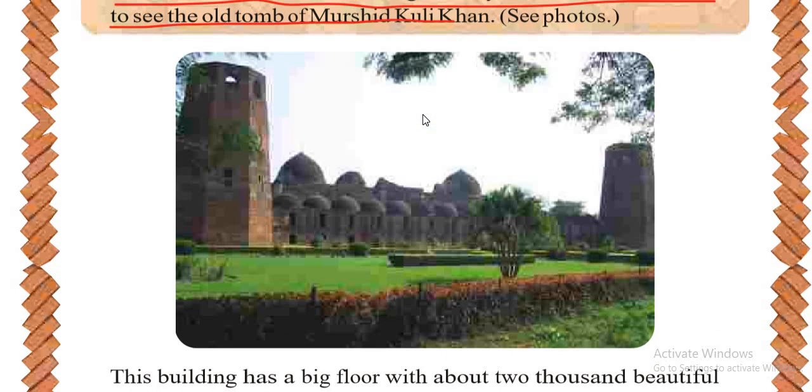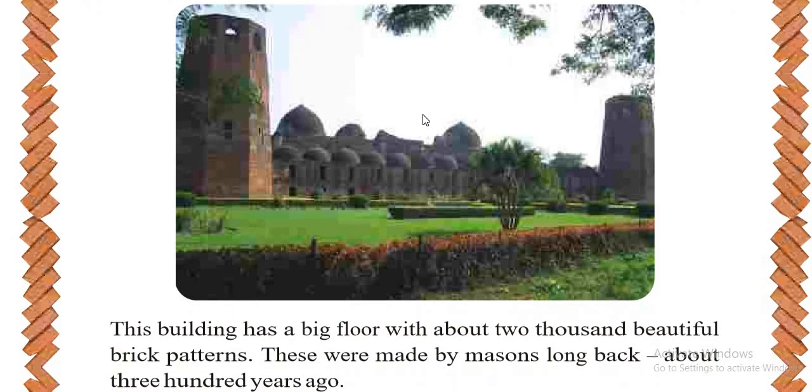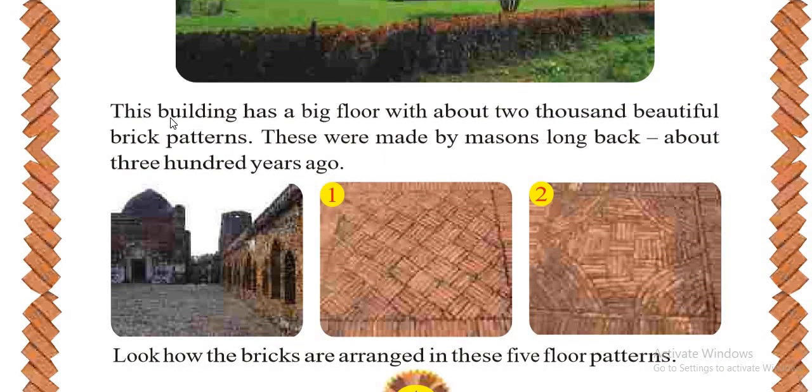What is the speciality in this type of tomb? So here we have some more descriptions. The building has a big floor with about 2000 beautiful brick patterns. See, notice here, earlier we have studied two types of brick patterns, but in this tomb we have 2000 beautiful brick patterns on the floor as well as on the wall. These were made by masons long back, about 300 years ago.